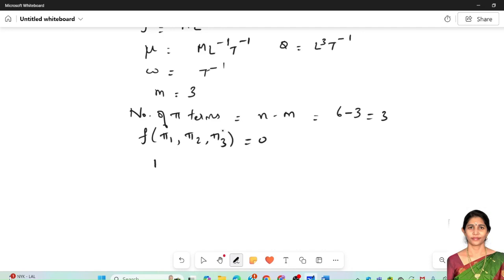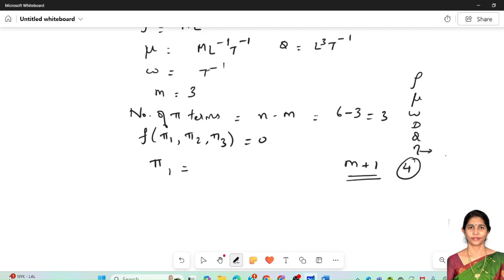Right? Now, we have to define all these, that is pi 1, pi 2 and pi 3. We'll be taking this in such a way that each pi term should have only m plus 1 number of variables. When I say m plus 1, already your m is 3. So it is 3 plus 1, 4 number of variables should be present here. Right? How many variables do we have altogether? We have rho, mu, omega, diameter, Q, and eta. So we have 6 variables, out of which we have to select only 4.